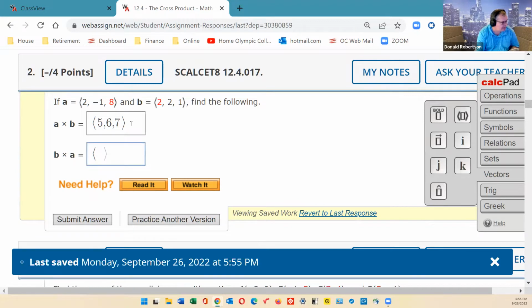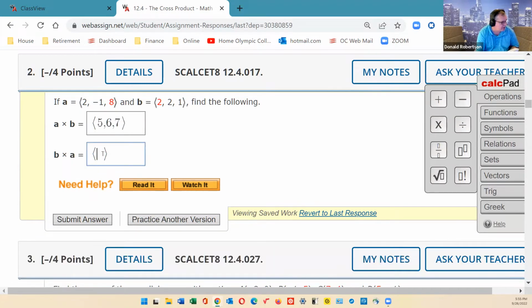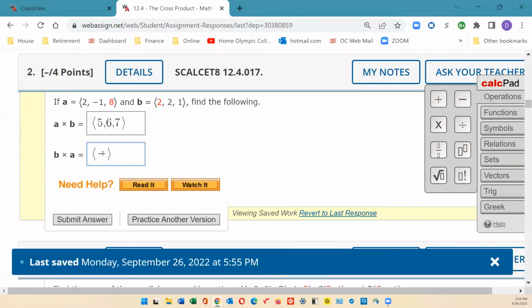So if A cross B is this guy, I really don't need to do a lot of work to find B cross A, do I? So what is the answer? Negative of those values. Yes.